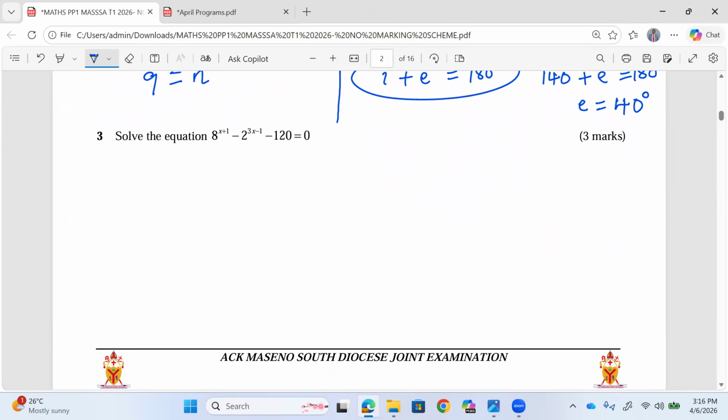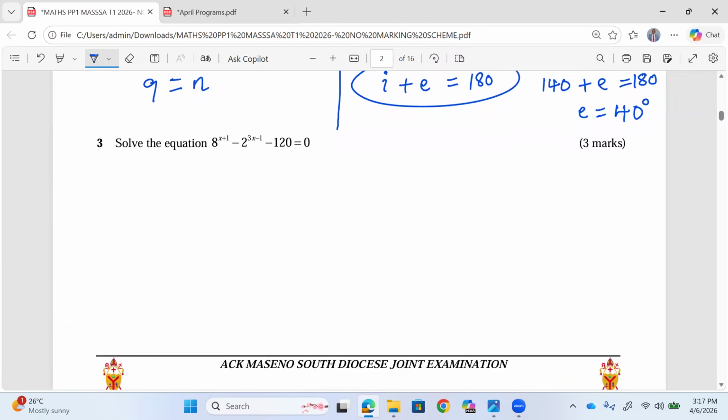Looking at number 3, this is a question from indices, an index equation actually. Okay, so let's work it out. You see, we are having some composite numbers here, like 8 and 120. When you look at a composite number, okay, a number like 2, it's prime. So 2 cannot be broken down to any other factors.